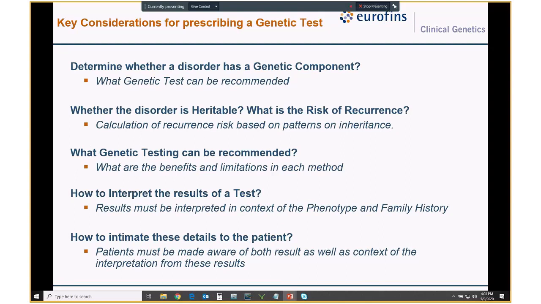Which type of test do you want to prescribe for which disorder? For example, if you have a spinocerebellar ataxia, do you prescribe a whole exome? Do you go for repeat expansion first? So you have different genetic tests available even for the same disorder, right? How do you interpret results of a test? Now, please remember that genetic tests are highly contextual to who the test is recommended for. Sorry, what is the condition?